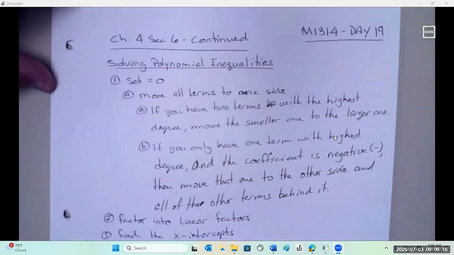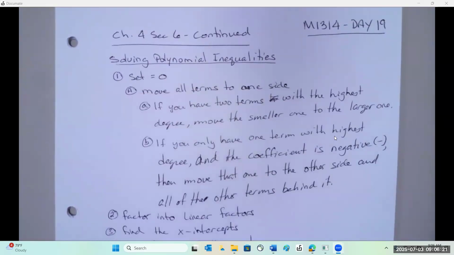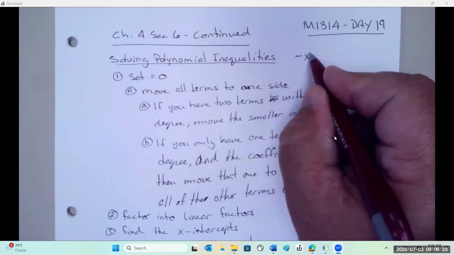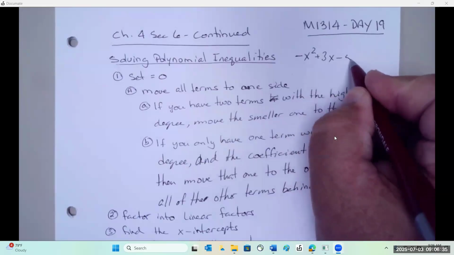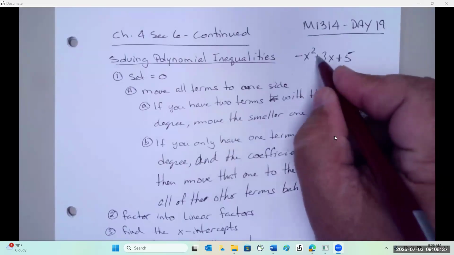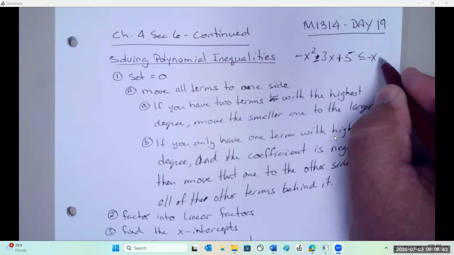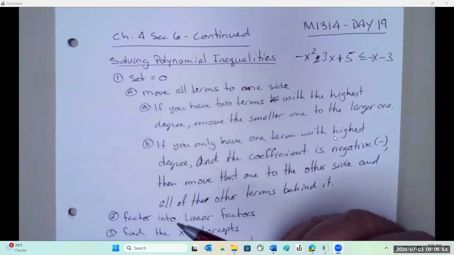All right, let's recap what we did yesterday, the last part of yesterday's lecture. We solved linear or polynomial inequalities. For example, something like this. Change all these signs. We have a polynomial inequality. The first step, we have to set equal to 0.